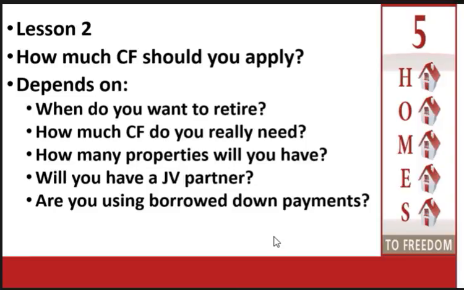So these are all things you need to take into consideration, as well as if you're using borrowed money for the down payments, there's a cost to that, carrying cost for that down payment. That's going to come off the cash flow as well. So lots of things to consider, but it is an option that you can take if you need to.